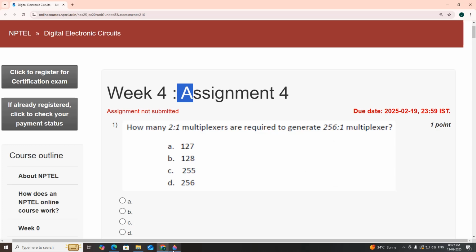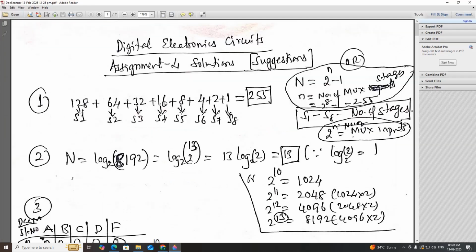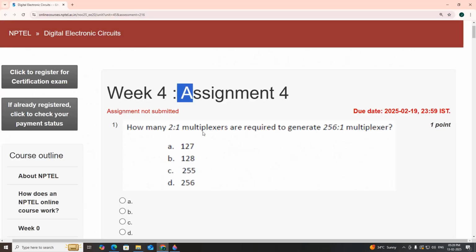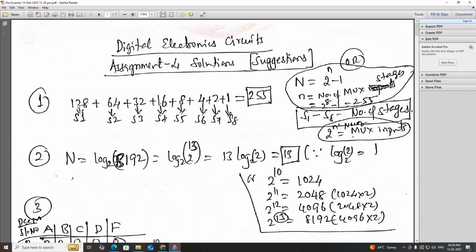So for this, how to find the answer? Stage 1 will have 128 mux. Each mux is a 2 cross 1 multiplexer, so 128 multiplexers. Each multiplexer will have 2 inputs, so 2 into 128 becomes 256.